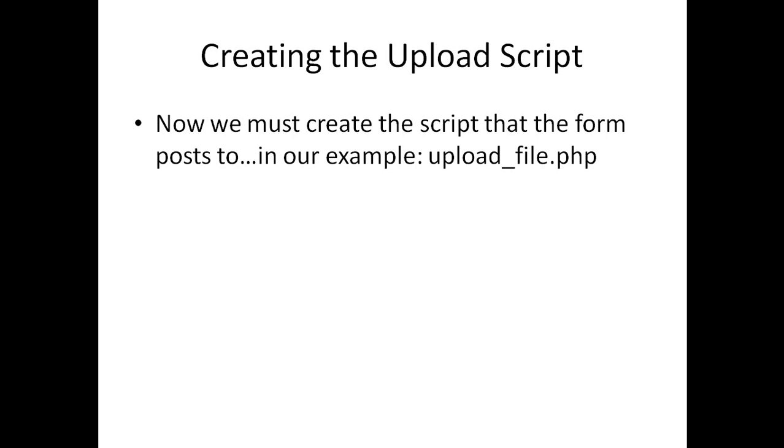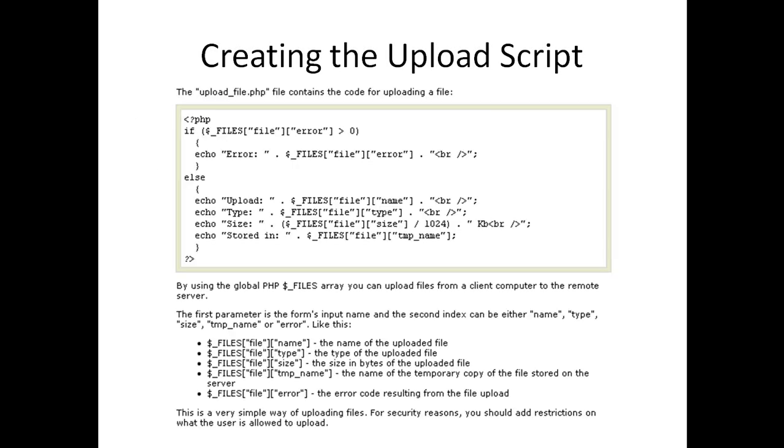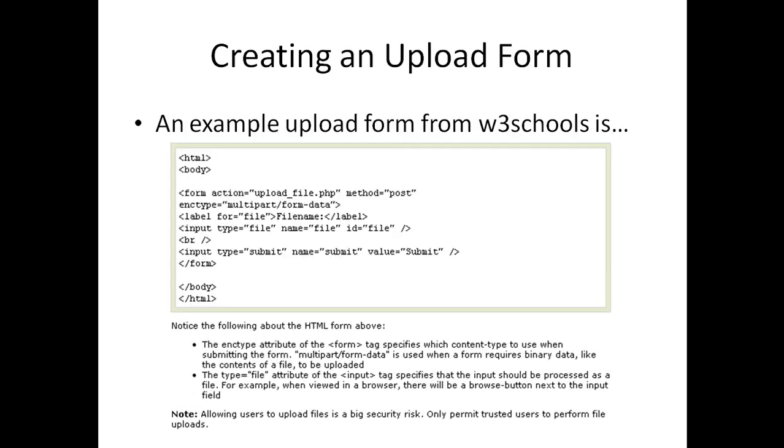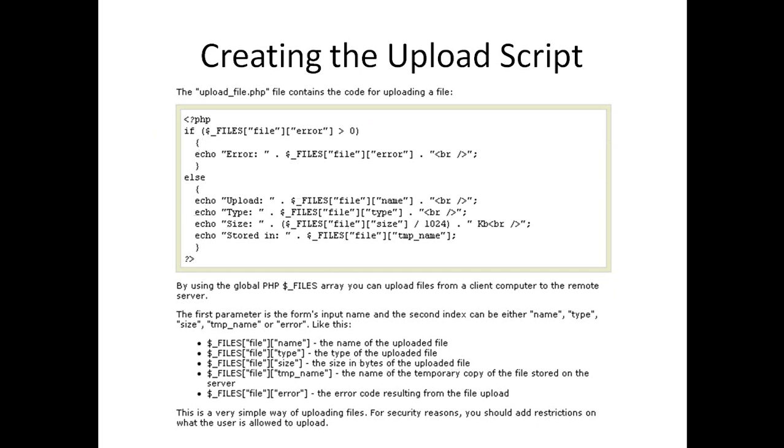We'll call this upload_file.php. Here it is from W3 Schools. Notice they use the FILES super global array. And in this case, the first index is actually the name given to our file input tag. So if I go back, it says input type equal file, name equal file. That name equal file is what they're using here in $_FILES['file']. That file in both cases is the name equal.